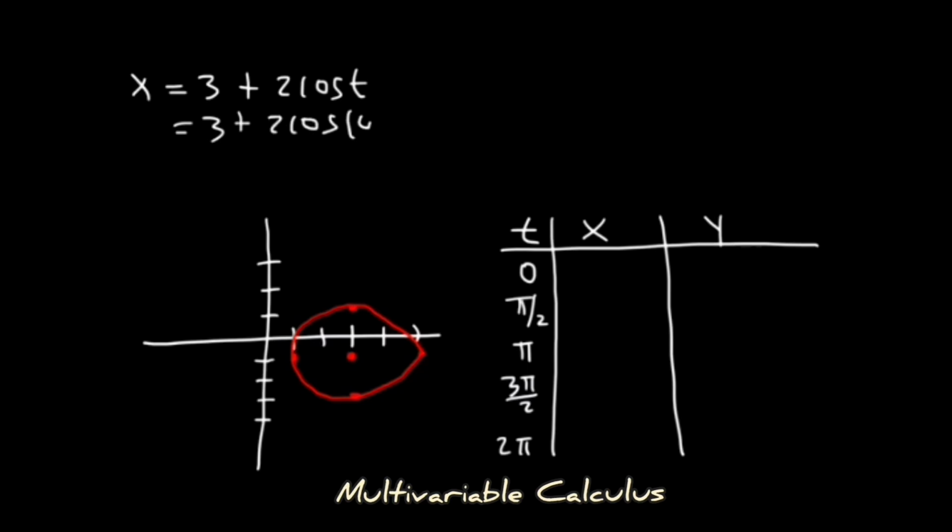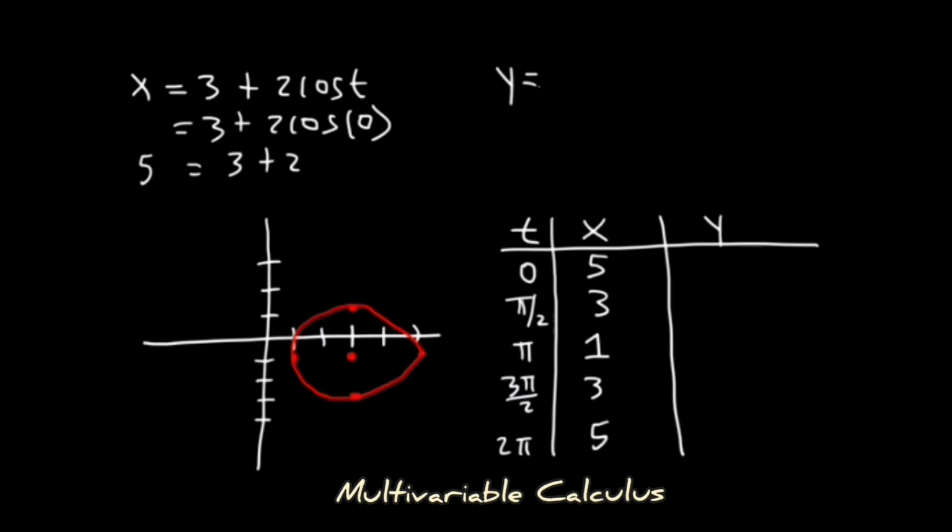cosine of 0 is 1, and 1 times 2 is 2, 3 plus 2 is 5. Now, if we plug in pi over 2 into cosine, pi over 2 is 0, 0 times 2 is 0, 0 plus 3 is 3. Now, cosine pi is negative 1 times 2, that's negative 2, plus 3, 3 plus negative 2 is 1. Cosine 3 pi over 2 is 0, and 0 plus 3 is just 3. Cosine 2 pi is 1 times 2, that's 2, plus 3 is 5.